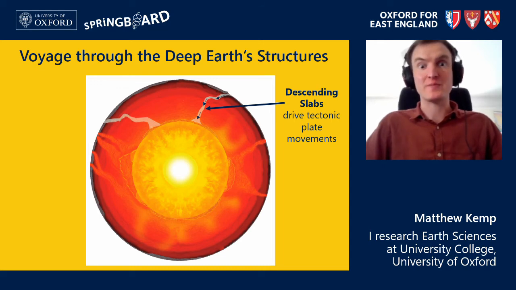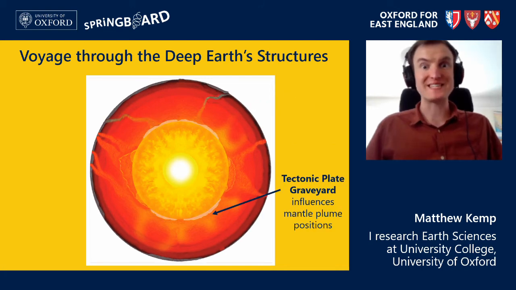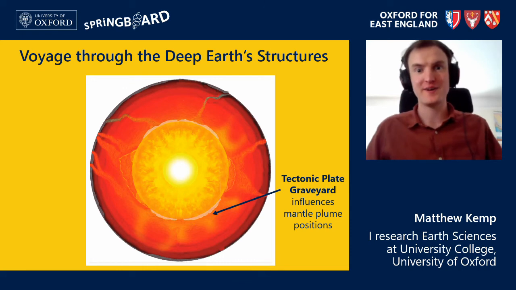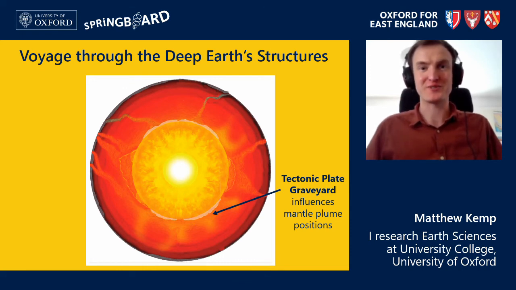These descending slabs really govern the movement of the plates on the surface, which can change the whole way that the continents look on the surface. When these descending slabs reach the core mantle boundary, the very base of the mantle, they will form a tectonic plate graveyard. Ooh. This graveyard will then slowly heat up due to the heat loss from the core and start to rise in mantle plumes, which we'll see next.